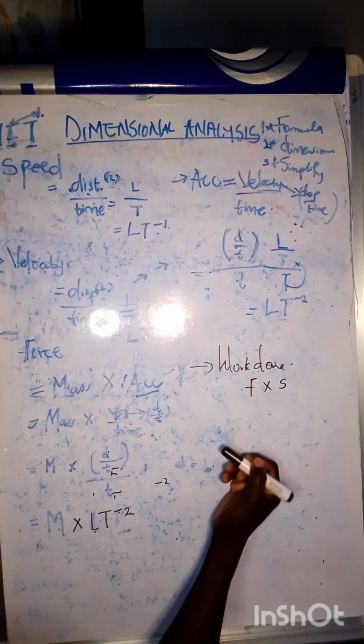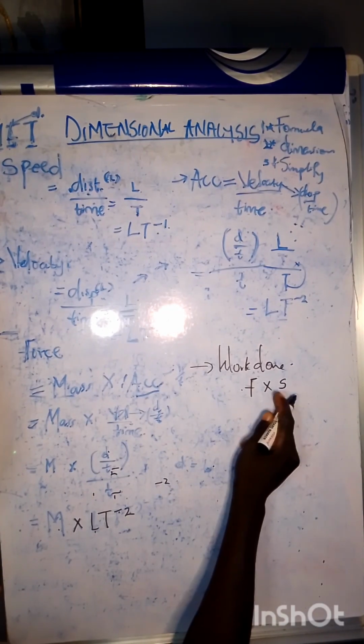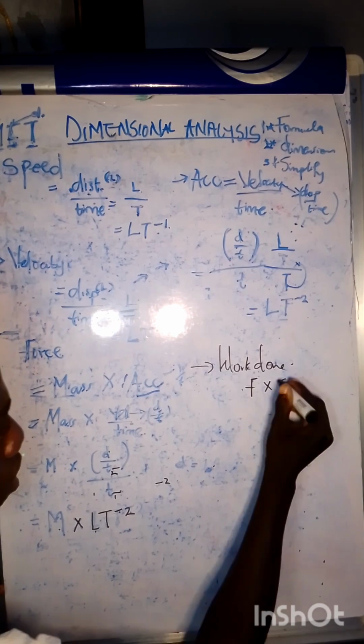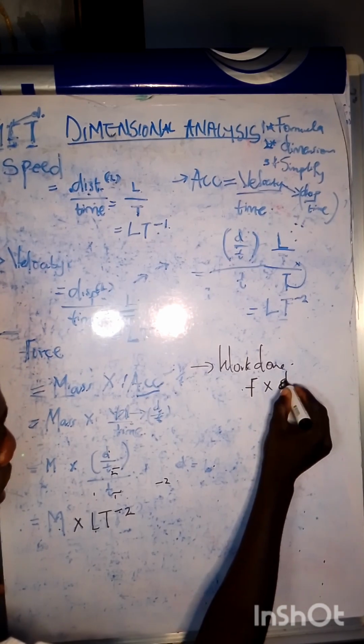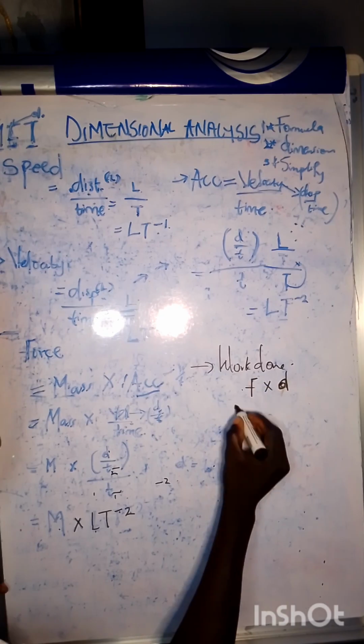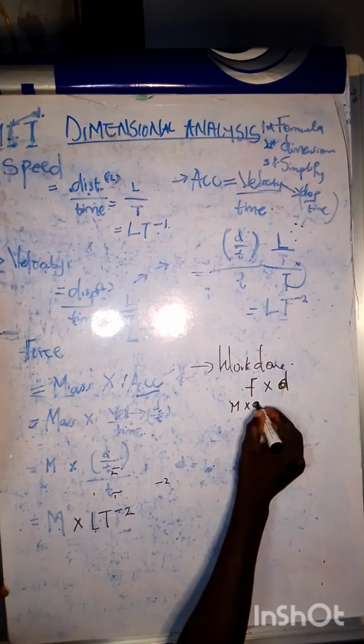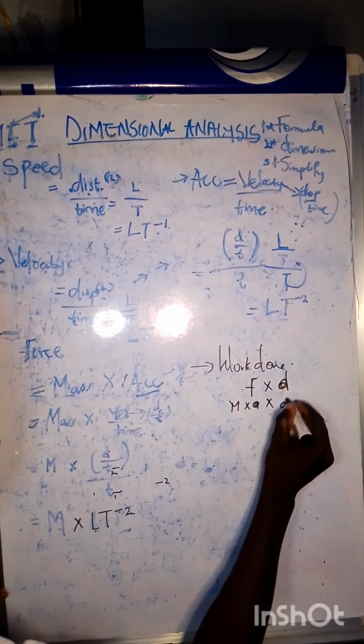Let's now solve further. Let's use our force times distance, let's use our D. So what is force? Force is the product of mass and acceleration. That's from your F equals ma. Then multiply by D. Are you with me?